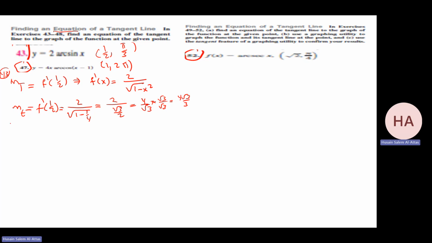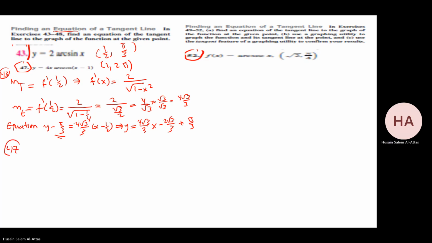Okay, what will be the equation? y minus pi over 3 equals this slope, which is 4 square root 3 over 3, times x minus half. That implies y will be what? y will be 4 square root 3 over 3 x minus 2 root 3 over 3. And I take this to the other side, plus pi over 3. That will be the equation.